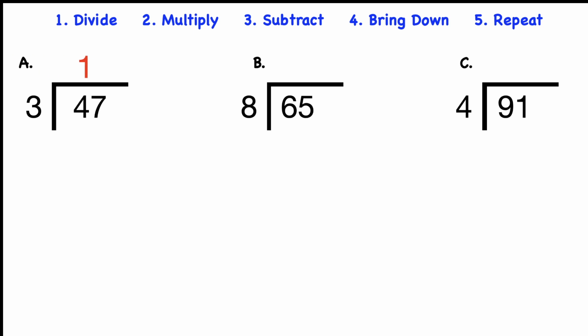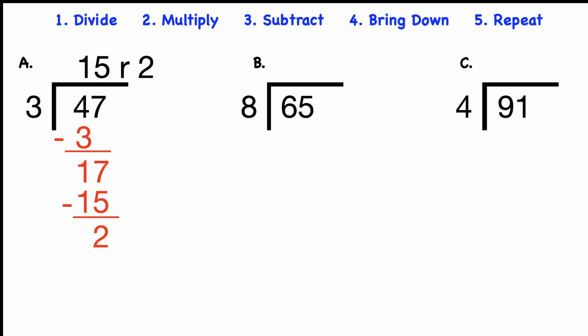3 goes into 4 one time. 1 times 3 is 3. Then we subtract. 4 minus 3 is 1. We bring down the 7. We have 17. How many times does 3 go into 17? That would be 5, right? 5 times 3 is 15. Subtract to find the difference. We get 2. And our answer is 15 R2.